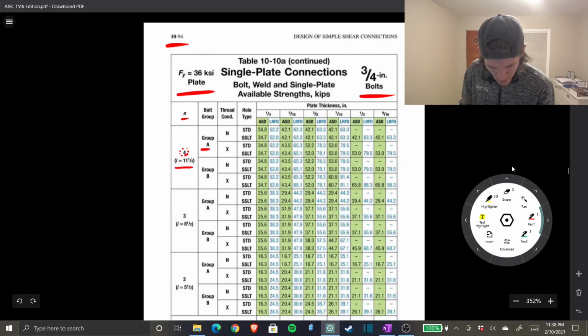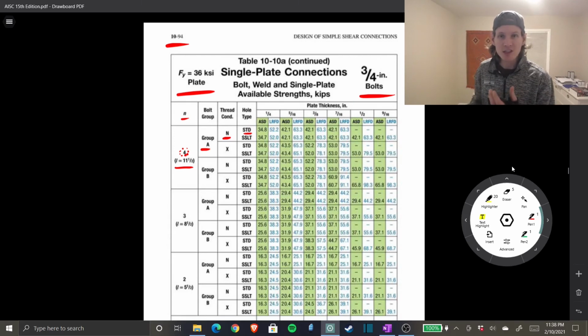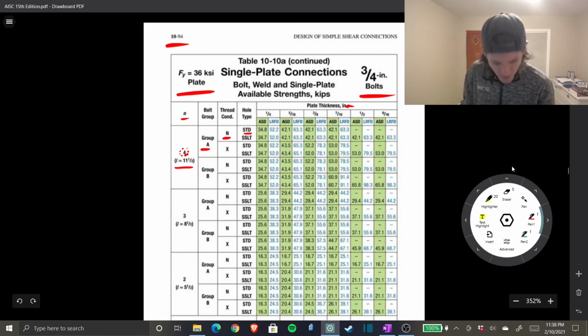Bolt group, group A, that's A325 bolts. I love it. This is looking pretty promising. Thread condition is type N, so the threads are within the shear plane. Hole type, STD, that stands for standard, so it's not a slotted connection. We just have a standard bolt hole. That's really awesome. And plate thickness, we know, is 1/4 inch, which there it is right there.